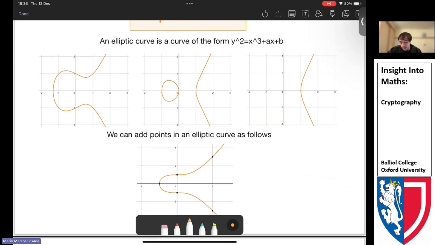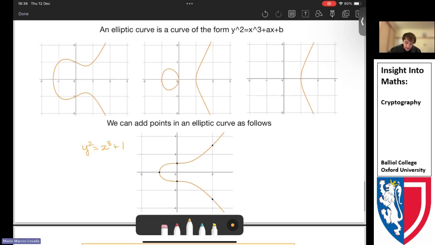So I've drawn here some elliptic curve, and it has 6 points in it. If you are interested, this elliptic curve is actually nothing else than y squared equals x cubed plus 1. And so this is what the graph looks like. And suppose I take 2 points on this elliptic curve. Let's call them P and Q. Say that is point P and that is point Q. We can add these 2 points and obtain a third point as follows.